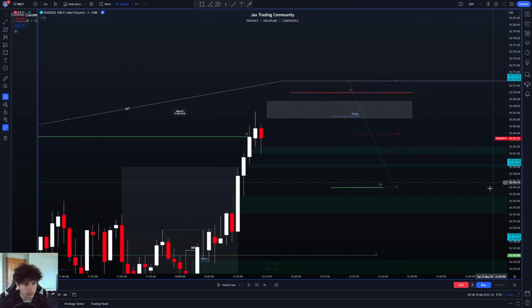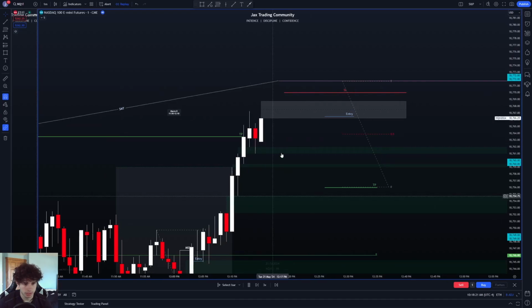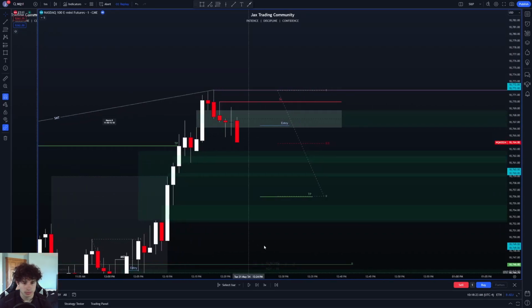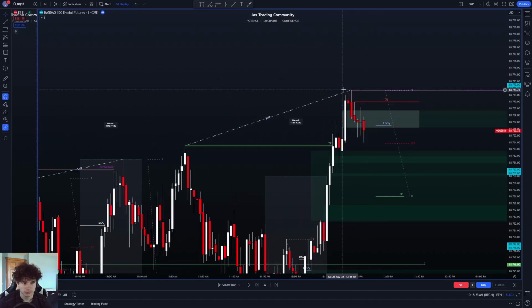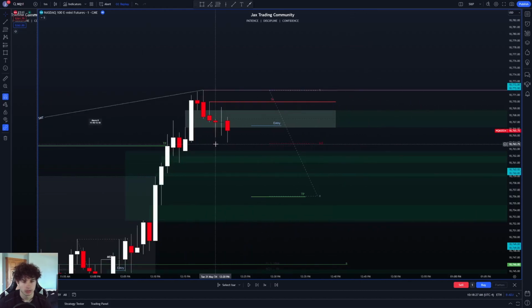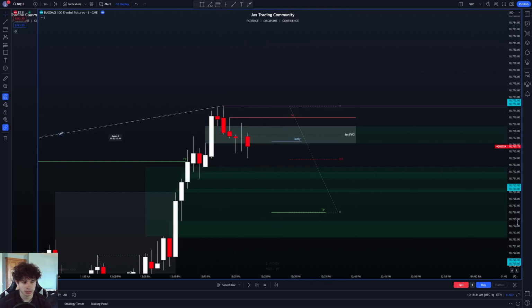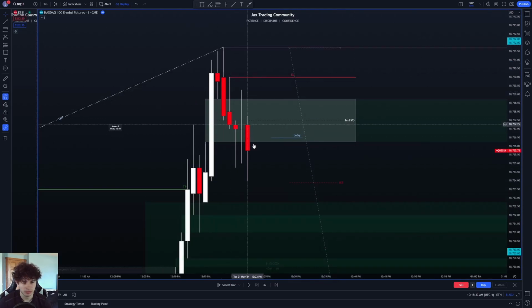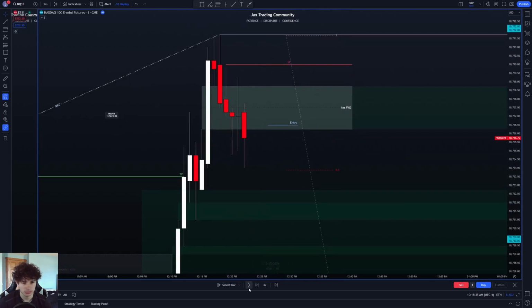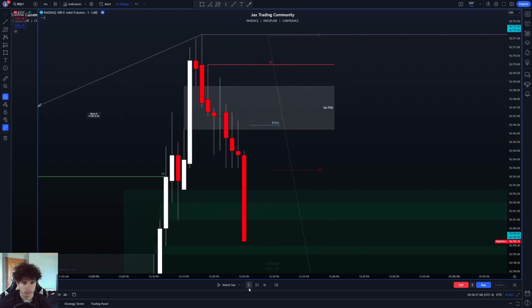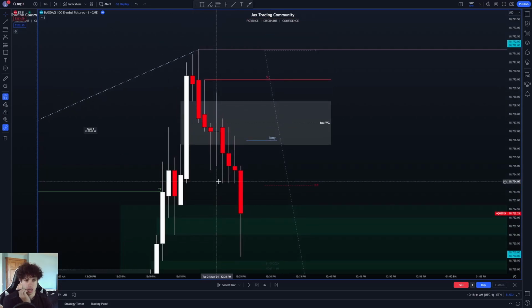So now we go up a little bit higher, and we create this SMT followed by a move down. I marked out this 1 minute inverse fair value gap because if we disrespect this fair value gap, that's very bearish. So as you can see, we clearly disrespect it. Now I want to see a possible retracement back into this inverse fair value gap.